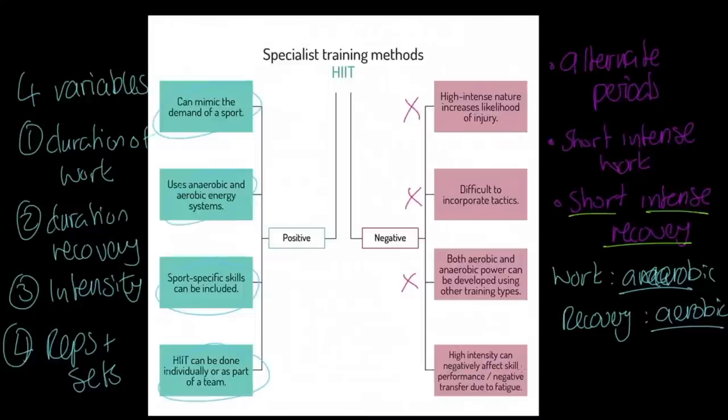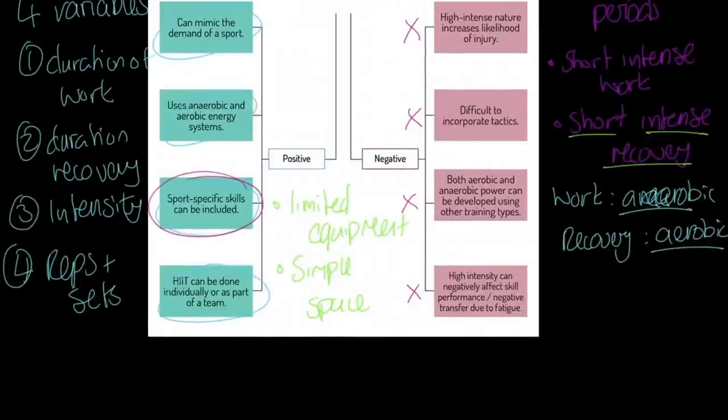High intensity can negatively affect skill performance, negative transfer due to fatigue. So if we're building in our skills and we're pushing really hard in the HIIT session, our skill might actually be influenced. Just a couple of other points I would make as positives. It's limited equipment, so it's relatively straightforward. And just one other, it's simple spaces. What I mean by this is if you're a football team, you can do it on a football pitch. If you're a volleyball club, you can do it on the volleyball court, so it's practical in that sense. Okay, I need to change the canvas here and I'll be back to you immediately.